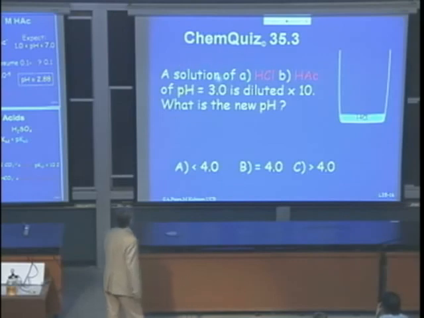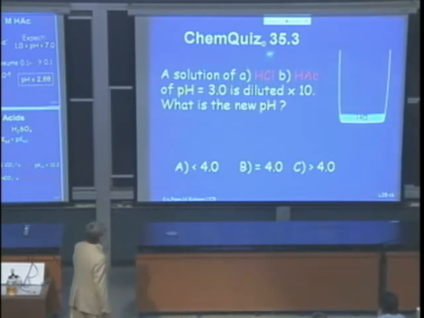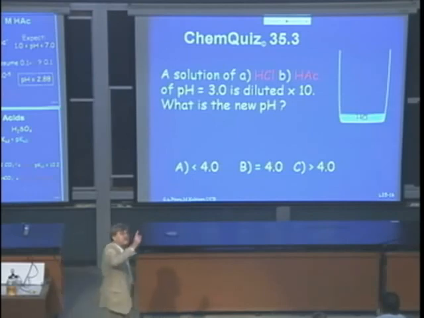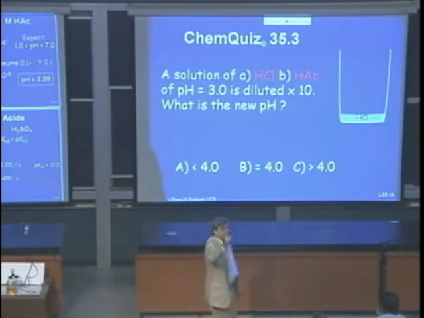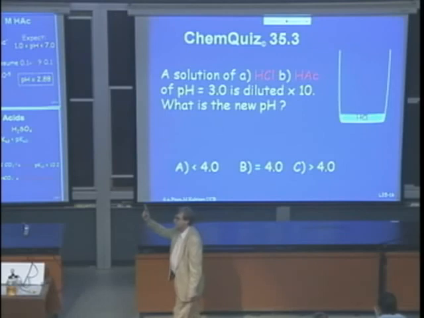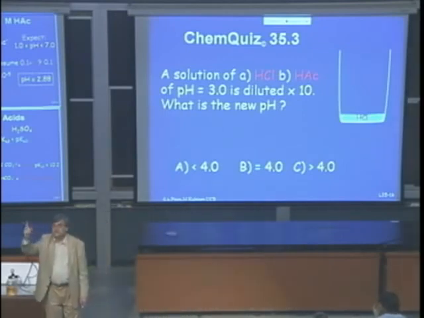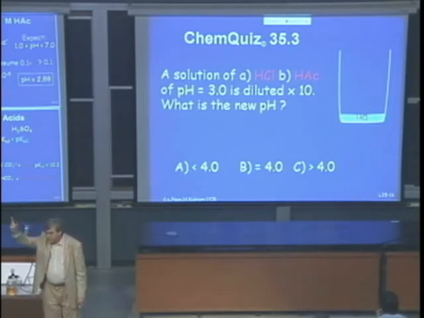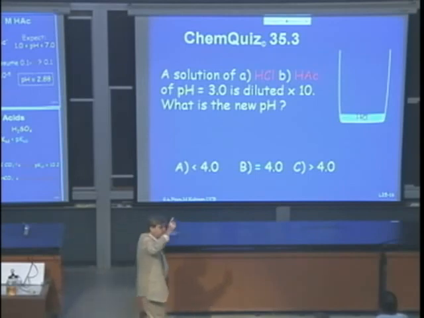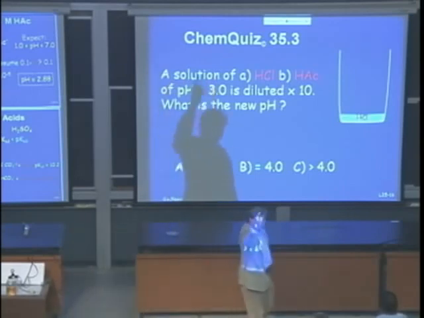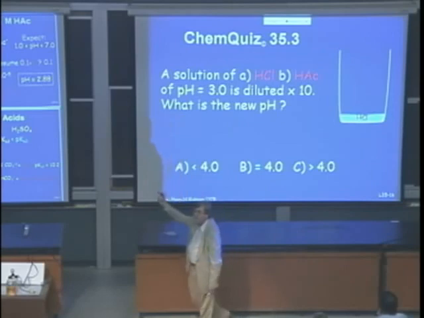All right. So now let's think about this. We have a solution, and we just say HCl, and this has a pH of 3. What's the concentration of H3O plus if you have a pH of 3? 10 to the minus 3. Okay? So it is 10 to the minus 3 molar. That is pH 3.